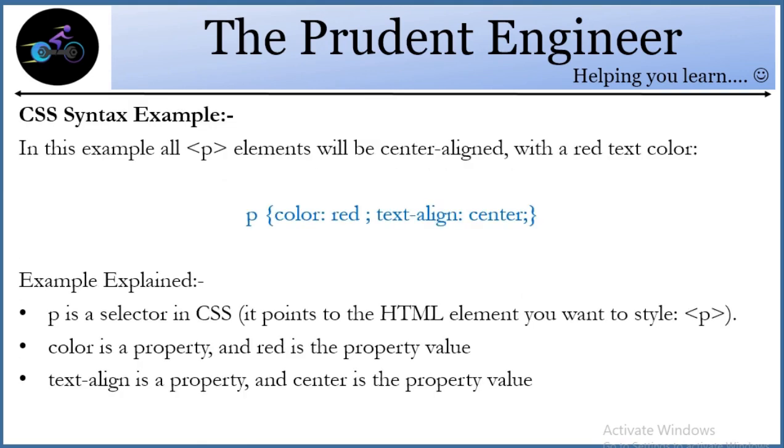Now this is a typical example of CSS syntax. That means you have to define a paragraph. Now this paragraph contains the font color red and text aligned to the center. So in this example, all the paragraph elements will be center aligned with red color text. Okay, now as the example is explained, I'll show you how this works.